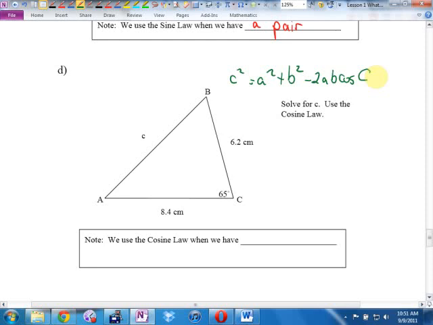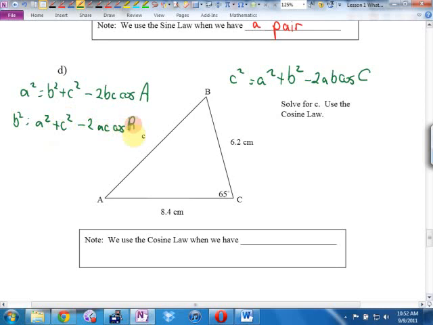You can also, by the way, rewrite this as A squared equals B squared plus C squared minus 2BC cosine big A. Emily, you see the pattern? This letter and this letter are the same. The other two go here, minus 2 the other letter. In fact, B squared would be what? A squared plus C squared minus 2AC cosine big B. But you have this version on your formula sheet. And it is straight plug and chug.